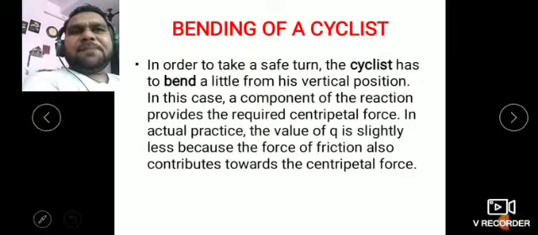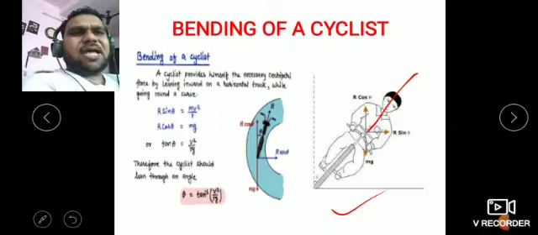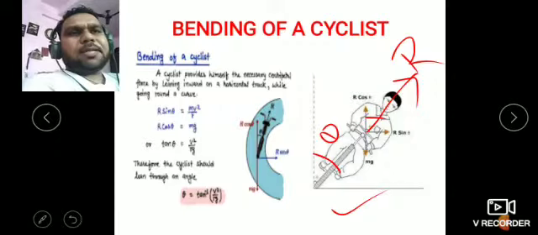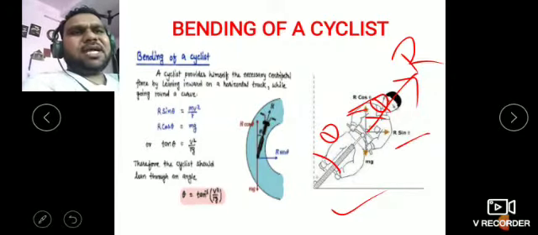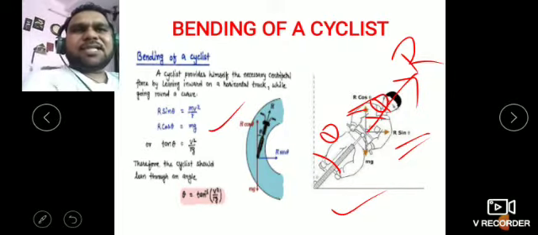And what will happen in the bending of the cyclist? The cyclist is going to bend at some angle theta with the vertical, and in that case one component of the R will balance the mg, and another component of the R will provide the necessary centripetal force. So this is the diagram. This is R, and this angle is theta. R can be resolved into two components, R cos theta and R sin theta. Since there is no vertical movement, R cos theta will be equal to mg, and R sin theta will provide the necessary centripetal force.